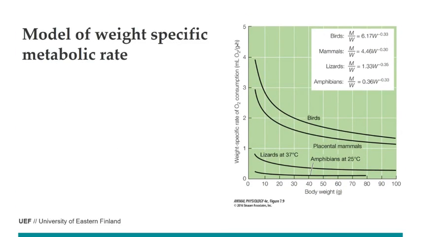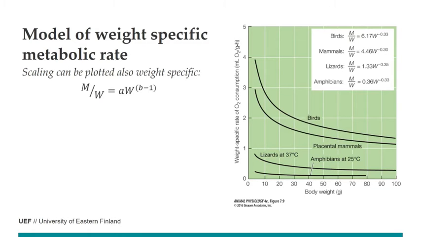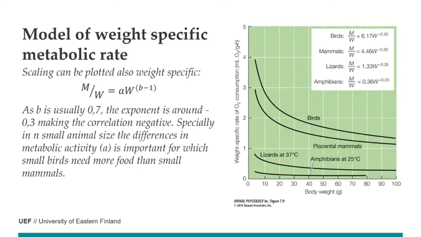This can be modulated so that it is used as a weight-specific rate. Because B is about 0.7, the exponent here is about minus 0.3, so the correlation is negative. You can see here that in small animals, birds use more oxygen than mammals, and lizards use more oxygen than amphibians.